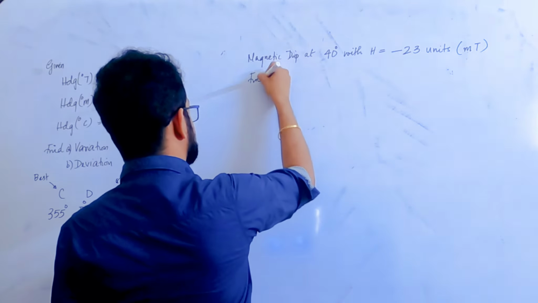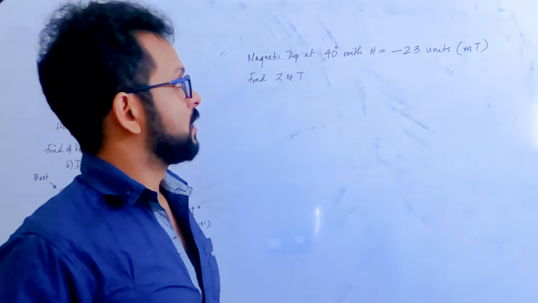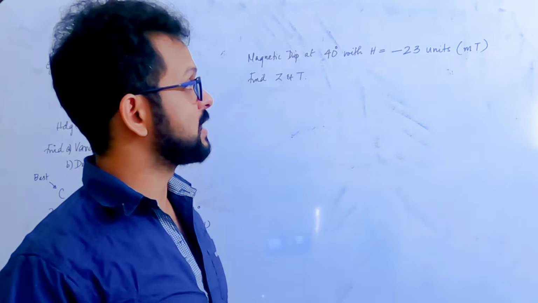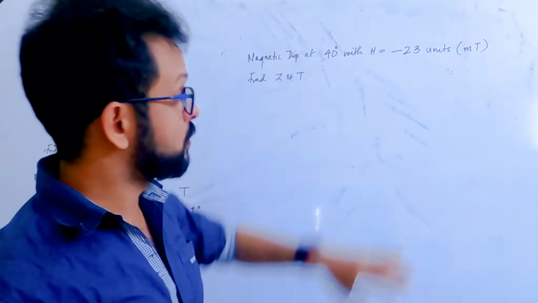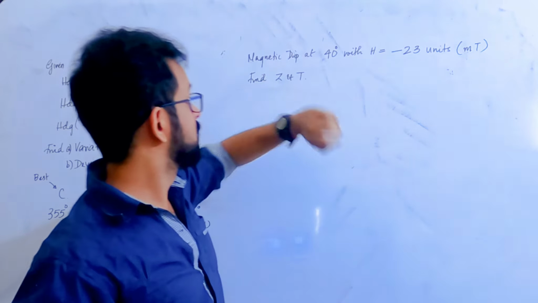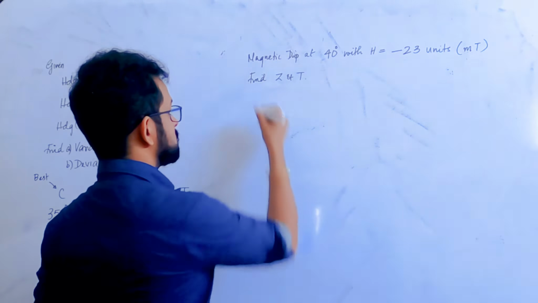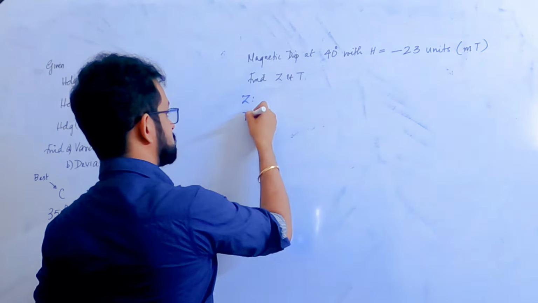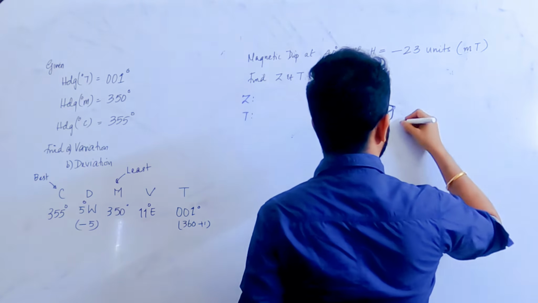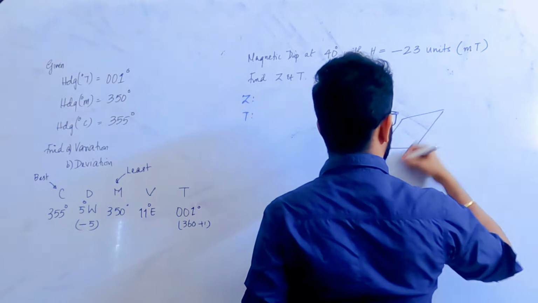Find Z and T. So the magnetic dip at 40 degrees with horizontal component H is equal to minus 23 units. So the horizontal component is minus 23 microtesla, and the magnetic dip is taken at 40 degrees. You have to find out the value of Z. What is Z? Let's look at the compass here. Again, vertical component. That's right.